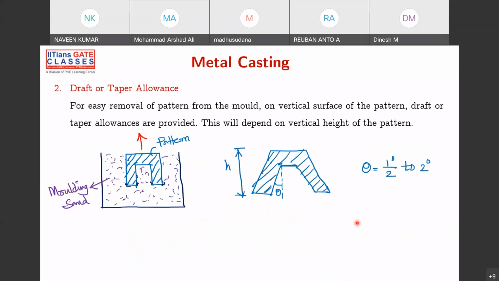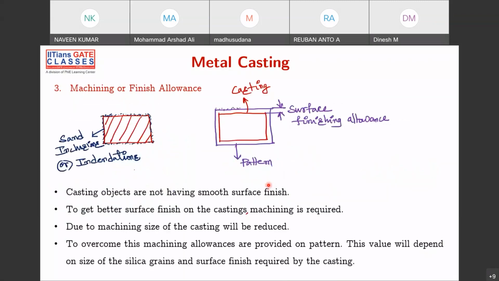I'm happy. Okay, so here the theta is very small. You can't see it with your naked eye, but a little taper is provided so that you can pull it out without any problem. That is what is called draft or taper. You're providing a taper allowance. That's it. Next is machining allowance.